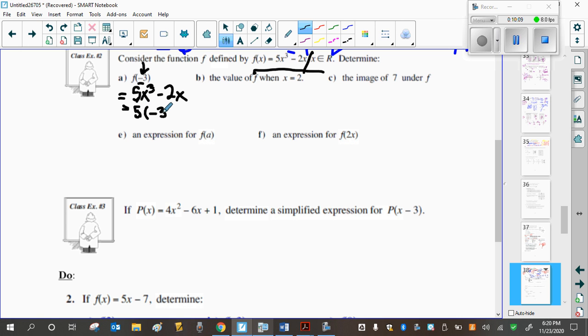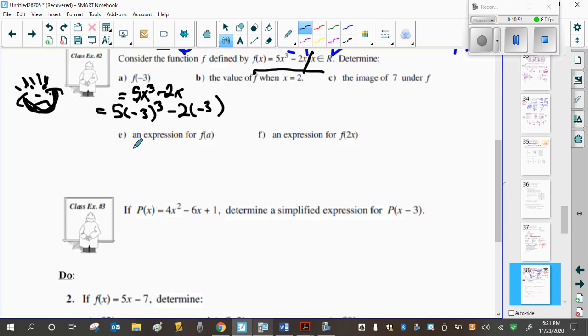So for -3, 5 times -3 cubed, subtract 2 times -3. And you might feel a little sad here, but you shouldn't. You should feel happy, because your calculator does that no problem.